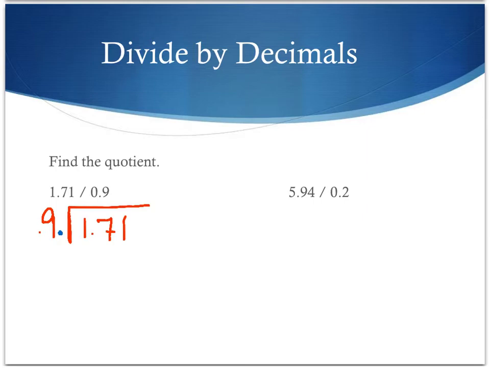So whatever I do to the divisor, I have to do to the dividend. So I'm going to take this decimal and slide it one place to the right. So my new problem now becomes 17.1 divided by 9. And now I can use traditional division to solve for that.